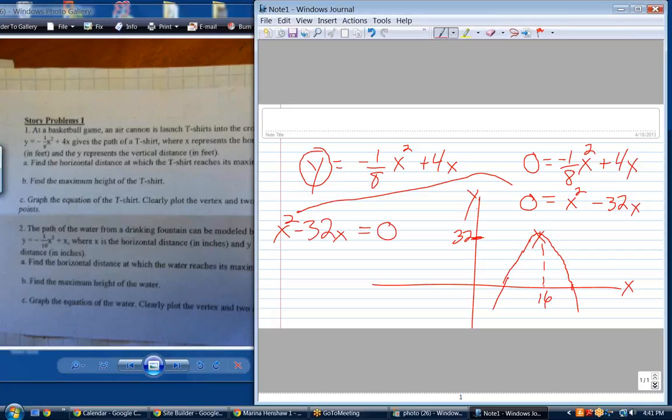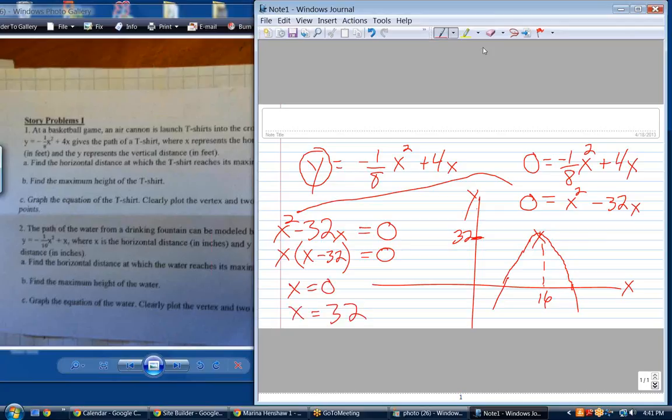Divide it by x? Factor out an x. Now, what are my two solutions? x equals 0 and x equals positive 32.